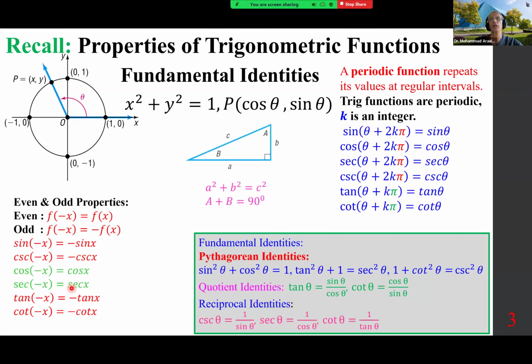When you have a right triangle, one angle is 90 degrees, and the other two, a plus b, must add up to 90 degrees. And according to the Pythagorean theorem, a squared plus b squared must be equal to c squared, where c is opposite the 90-degree angle, the hypotenuse, the largest side.